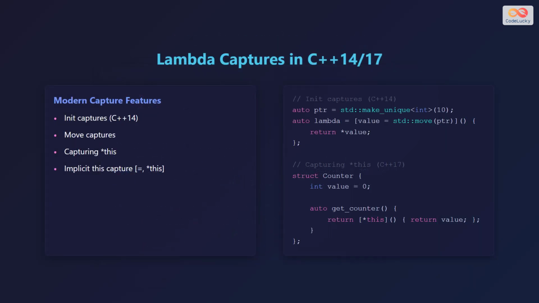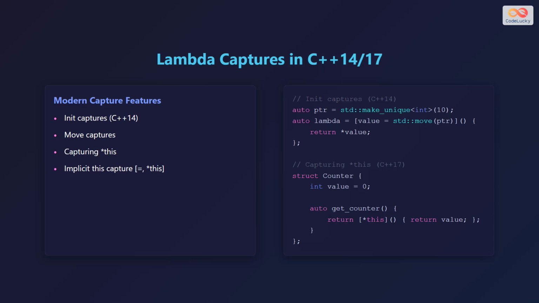C++14 and C++17 introduced several enhancements to lambda captures, providing more flexibility and control over how variables are captured. Some of the modern capture features include init captures, move captures, capturing this pointer, and implicit this capture. Let's look at the code example.